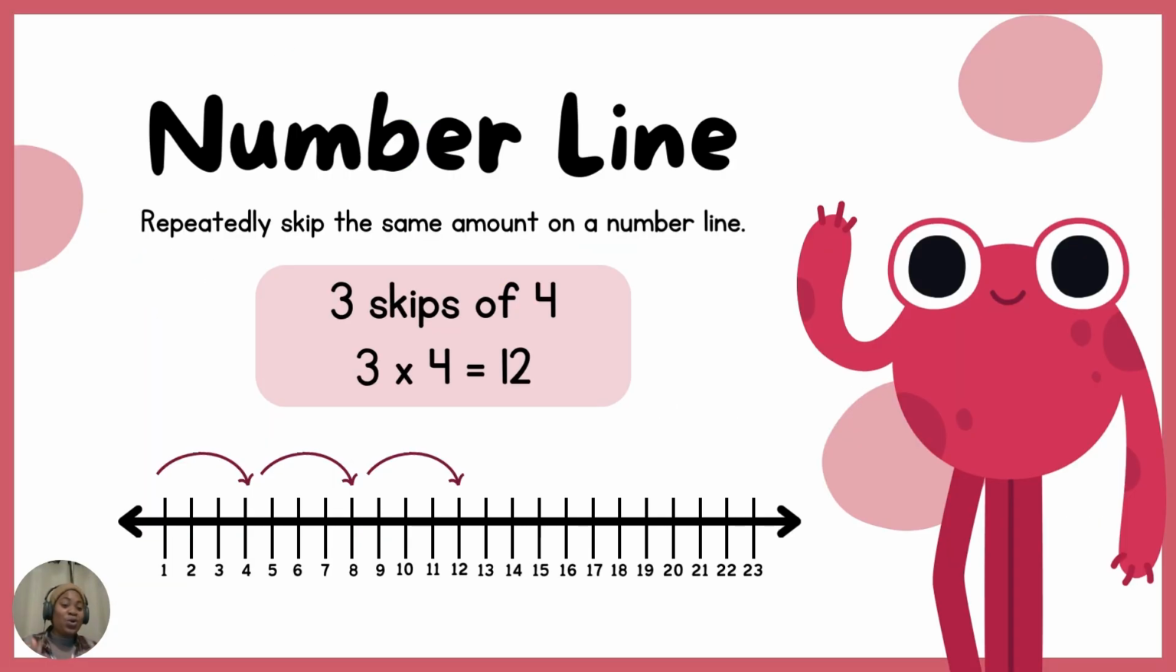This way, we are going to simply skip the same amount on a number line repeatedly. So, for example, we have a number line from 1 to 23, and we can see that there are three skips. So, every time it gets to the fourth line, it skips. So, we have 1, 2, 3, 4, one skip, 1, 2, 3, 4, another skip, and 1, 2, 3, 4, another skip. So, there are three skips of fours.